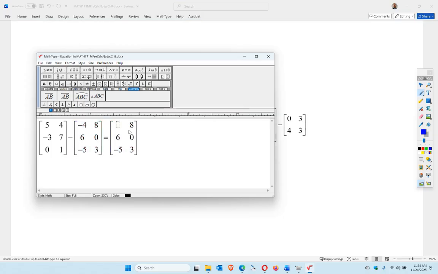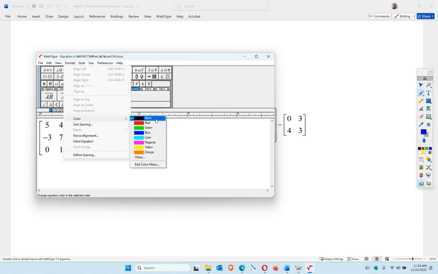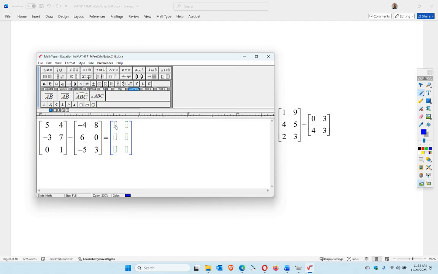So I can get rid of the numbers here. Format color blue. Okay, so 5 plus negative 4 is 1, 4 plus 8 is 12, negative 3, oh, this is subtraction, I'm sorry. Subtraction, let's pay attention here. 5 minus negative 4 would be 9, 4 minus 8 would be negative 4, negative 3 minus 6 is negative 9, 7 minus 0 is 7, 0 minus negative 5 is positive 5, right, because double negative, and then 1 minus 3 is negative 2.